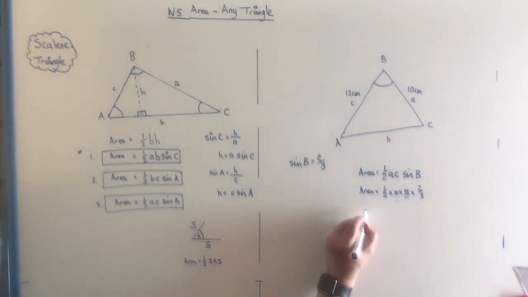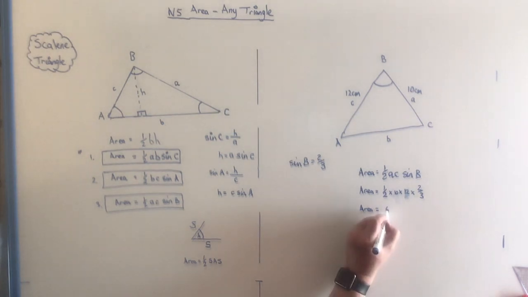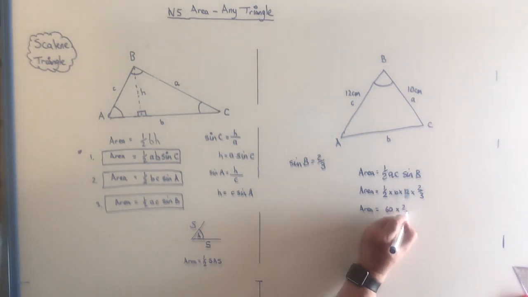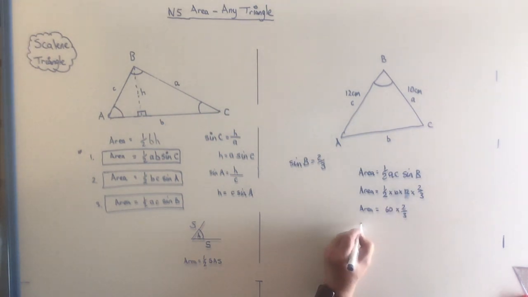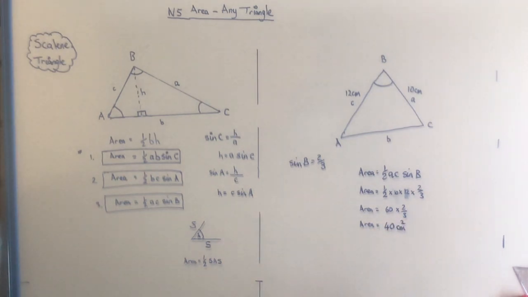So what does that give me? Well, the area is equal to half of 10 is 5, 5 12s are 60. So that's 60 times 2/3. Well, 2/3 of 60: divide by 3, which is 20, times by 2 is 40. And that's square centimetres. 40 square centimetres.